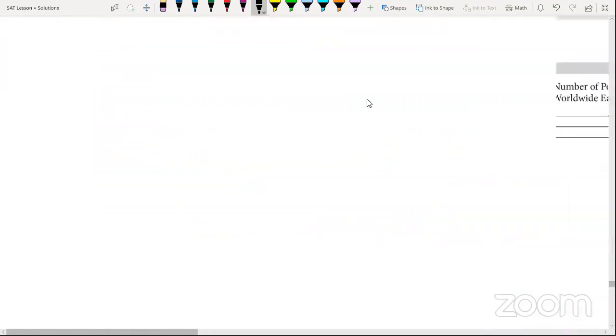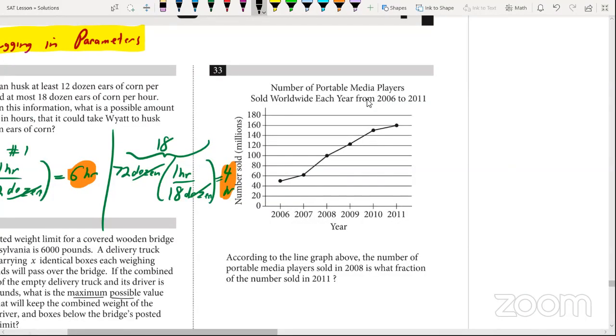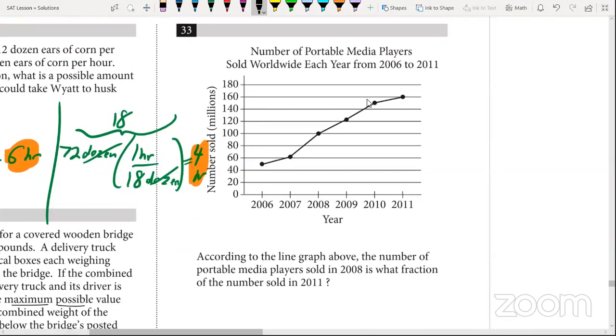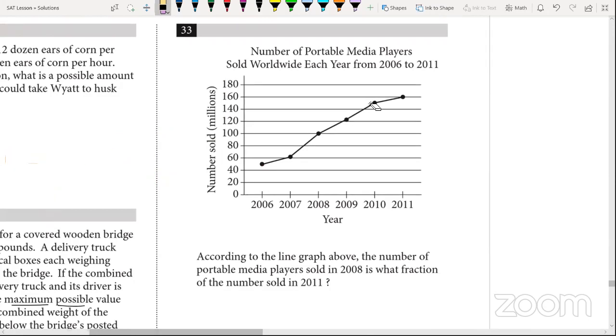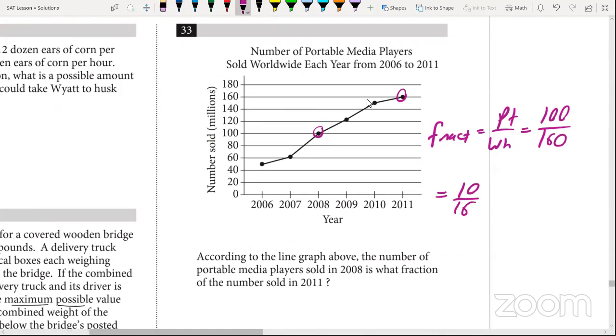Number 33. According to the line graph above, the number of portable media players sold in 2008 is what fraction of the number sold in 2011? So the number sold in 2008 is right here. The number sold in 2011 is right there. A fraction is a part over a whole. So the part is what was sold in 2008, 100, and the whole is what was sold in 2011, which was 160. So we're dealing with the fraction 100 over 160 divided by 10, divided by 2. And the answer for number 33 is 5/8.